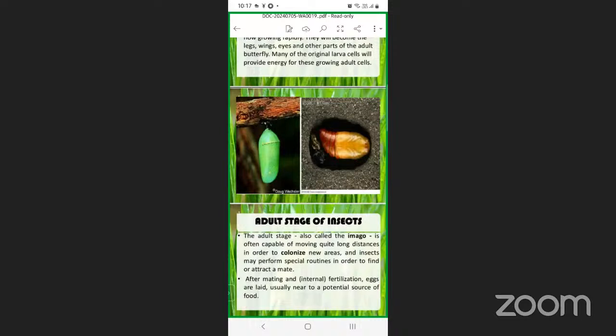So coming to the adult stage, it is also called the imago. It is often capable of moving quite long distances in order to colonize new areas, and insects may perform special routines in order to find or attract a mate. So like that, we see the emergence of the adult form from the pupa. After mating, the fertilization again happens and eggs are laid. Usually, the process will continue.